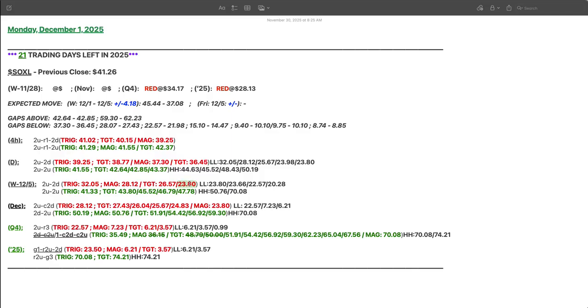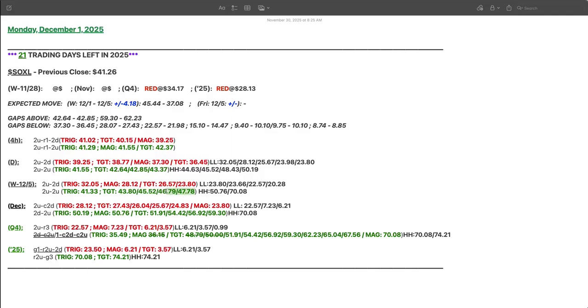So if you're a bull, you don't want to see that level. But we have to recognize that we could be starting a downtrend. So look out for that 2 up, 2 down. If we do go 2 up on the week, right, that's just a 2 up continuation. That triggers at 41.33. And we've got extended targets here of 43.80, 45.52, 46.79, and 47.78.